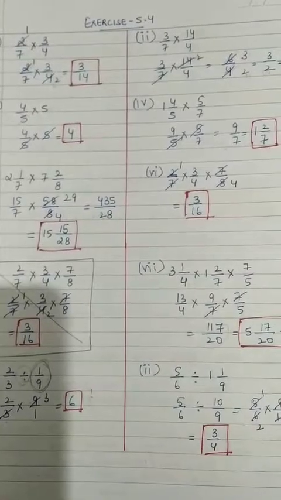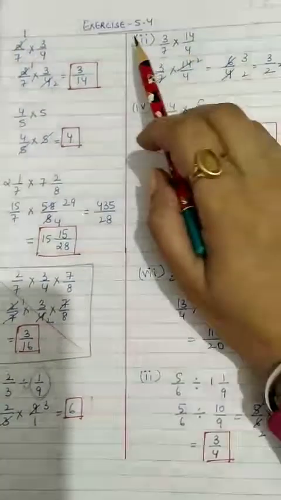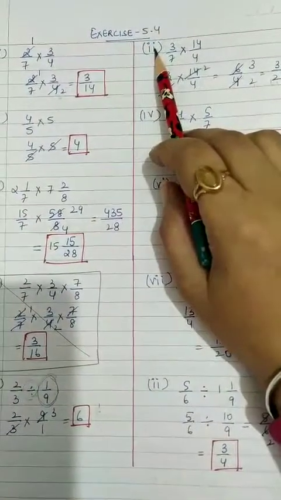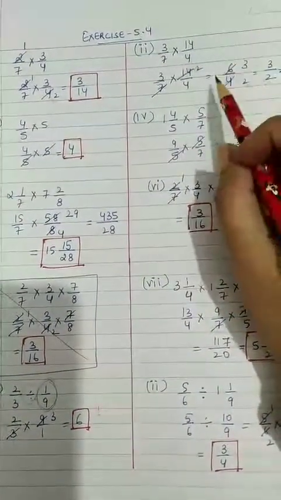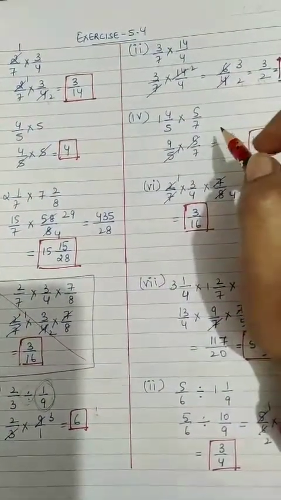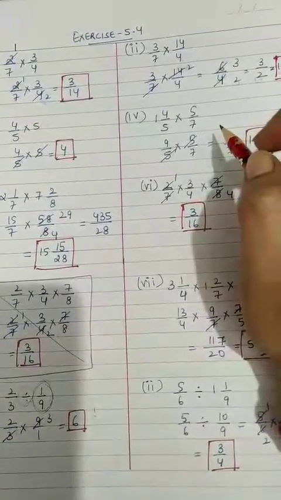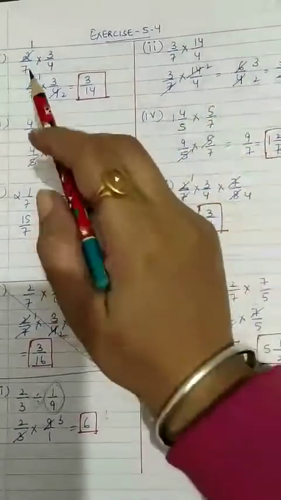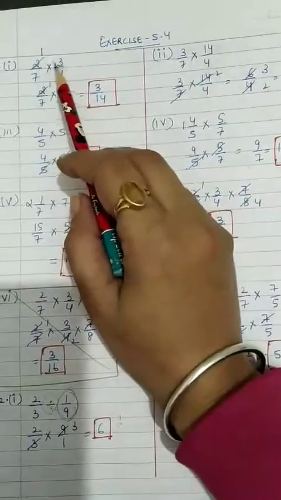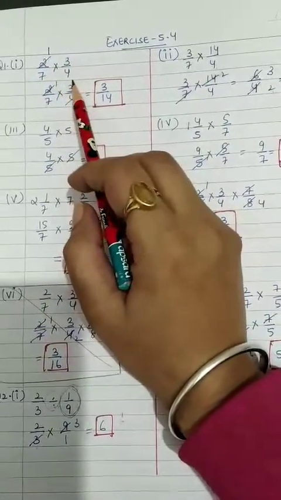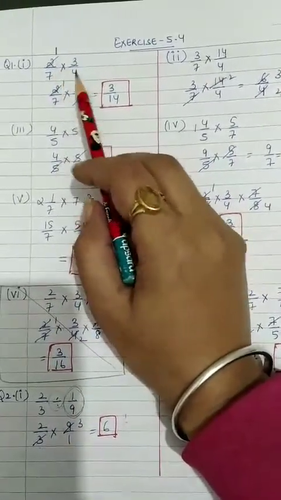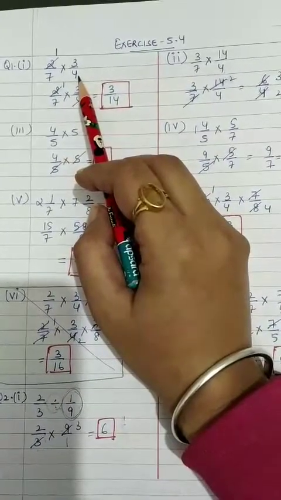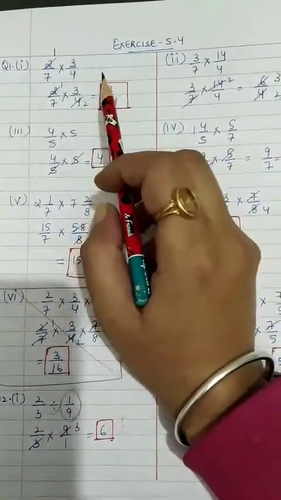Hello children, today in this video we are going to start with our new exercise, that is exercise 5.4. In this exercise we will do the division, multiplication and the simplification. Division and multiplication is much easier than addition and subtraction. In this you have to simply multiply the numerators and the denominators, and if you can cancel them or change them into the simplest fraction, you can do that and then multiply.